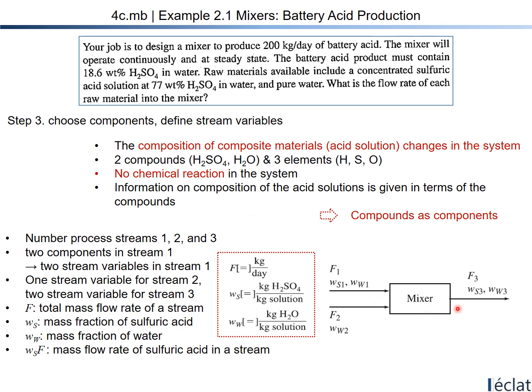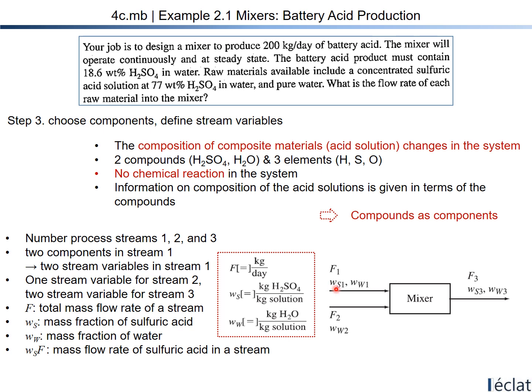So right now you have the system and 3 streams. Let me denote each stream by number, like 1 for this stream, 2 for this stream, and 3. Then the stream variables for each stream would be the total flow rate for each stream, and the compositions of sulfuric acid and water. So let me write down in this way. F1, flow rate for stream 1.